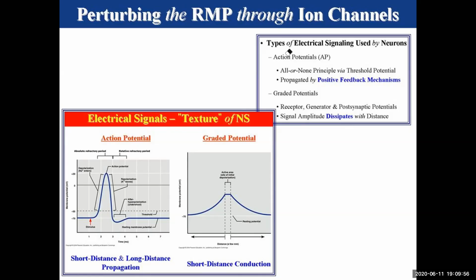Action potential, on the other hand, is for long distance, both short and long distance, because the signal amplitude does not dissipate with distance. This is phenomenal. The action potential, its ability to maintain 100% of its intensity. When it is being generated at the axon hillock, and when it arrives at its destination, it is still 100%. It doesn't lose anything in terms of intensity.